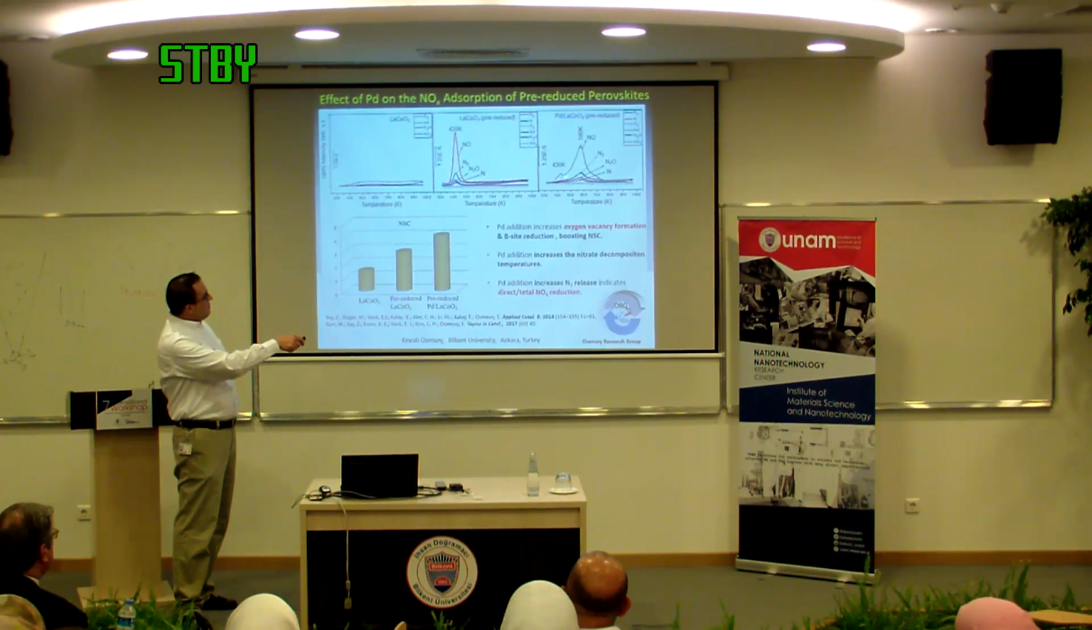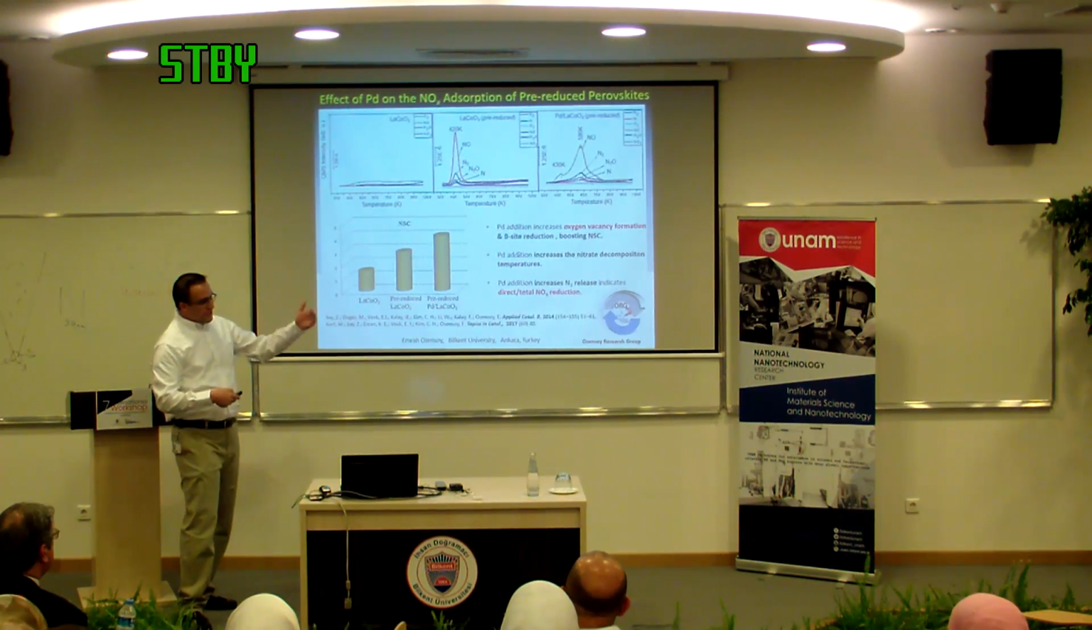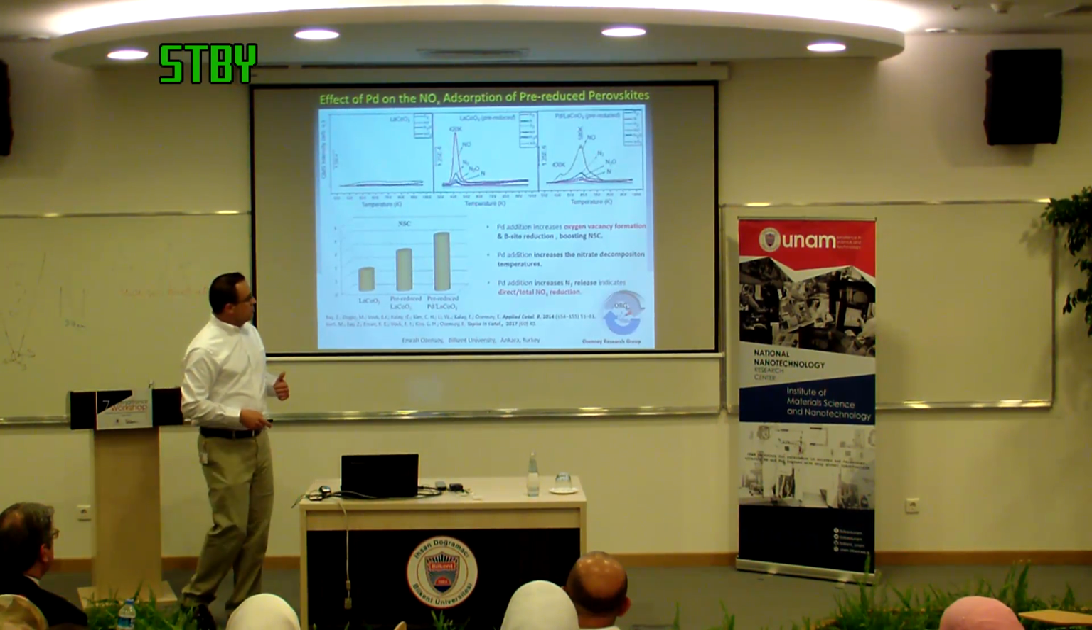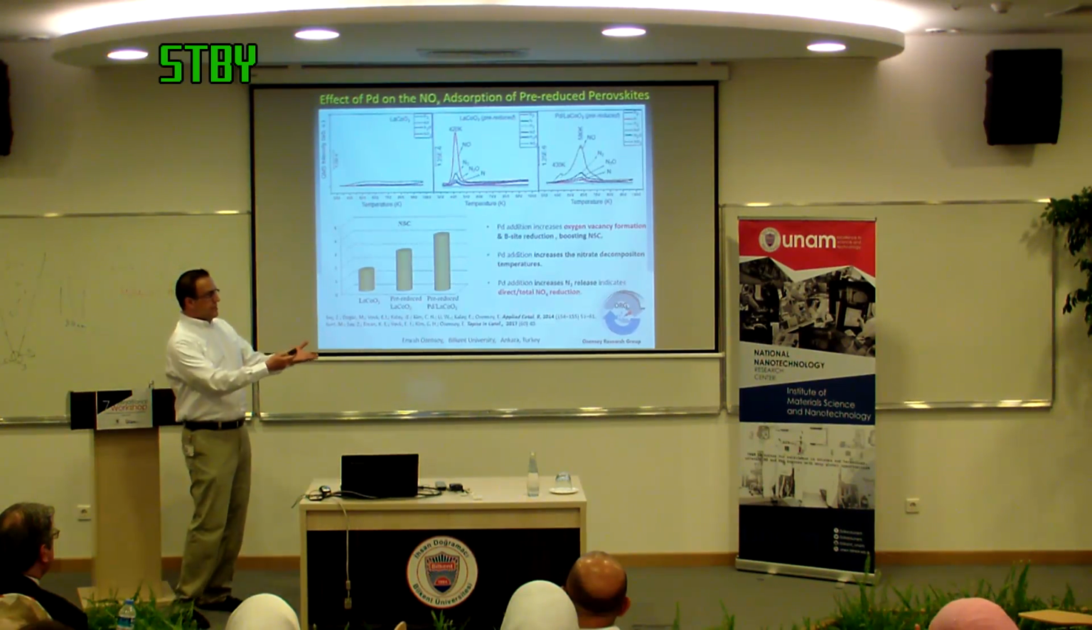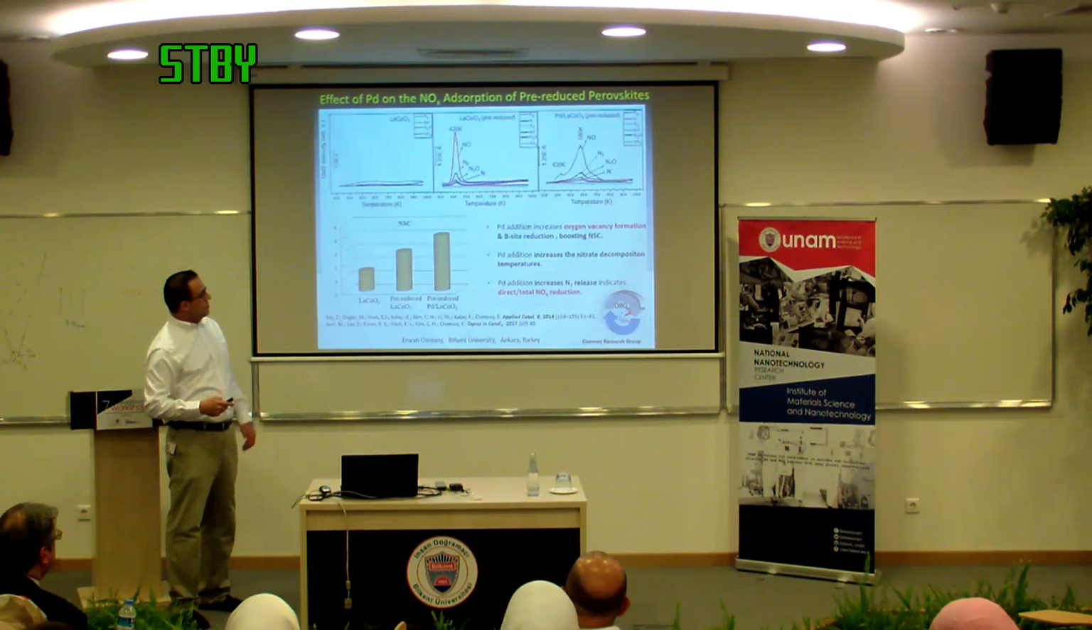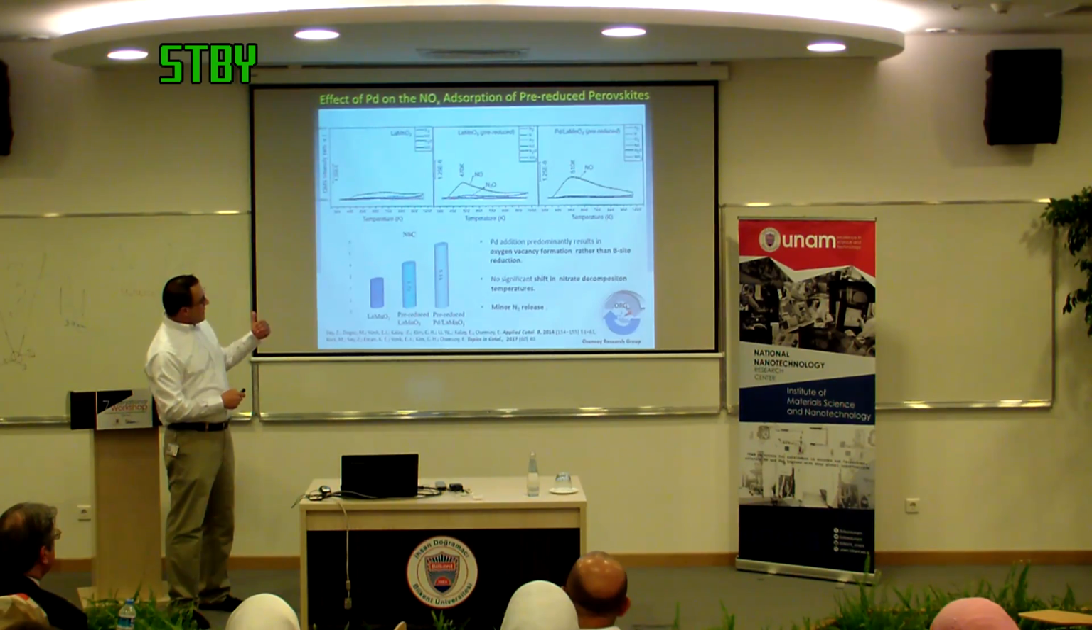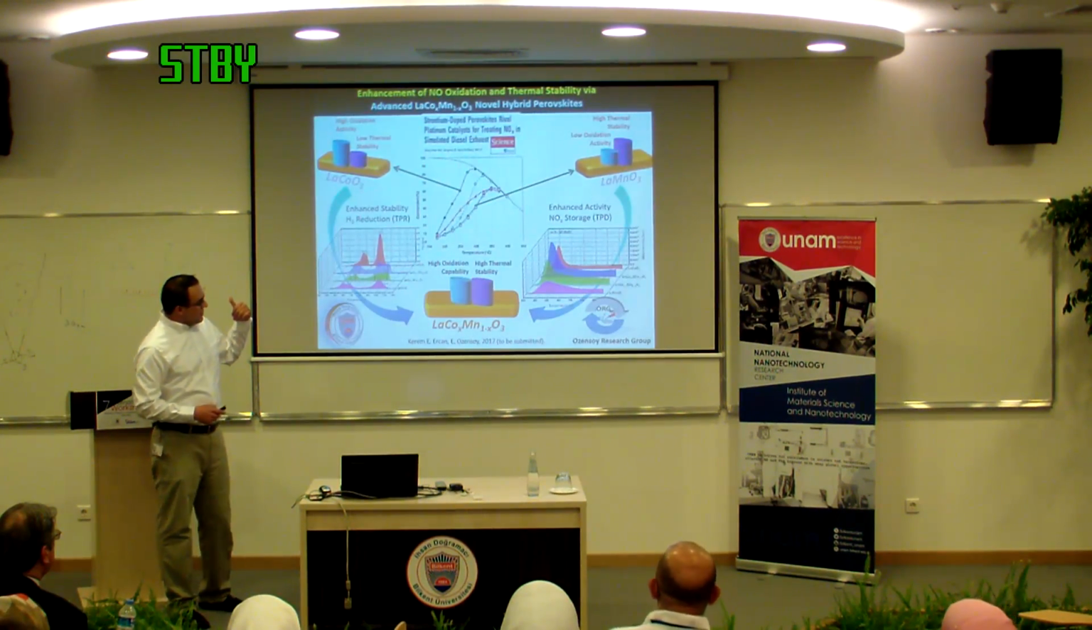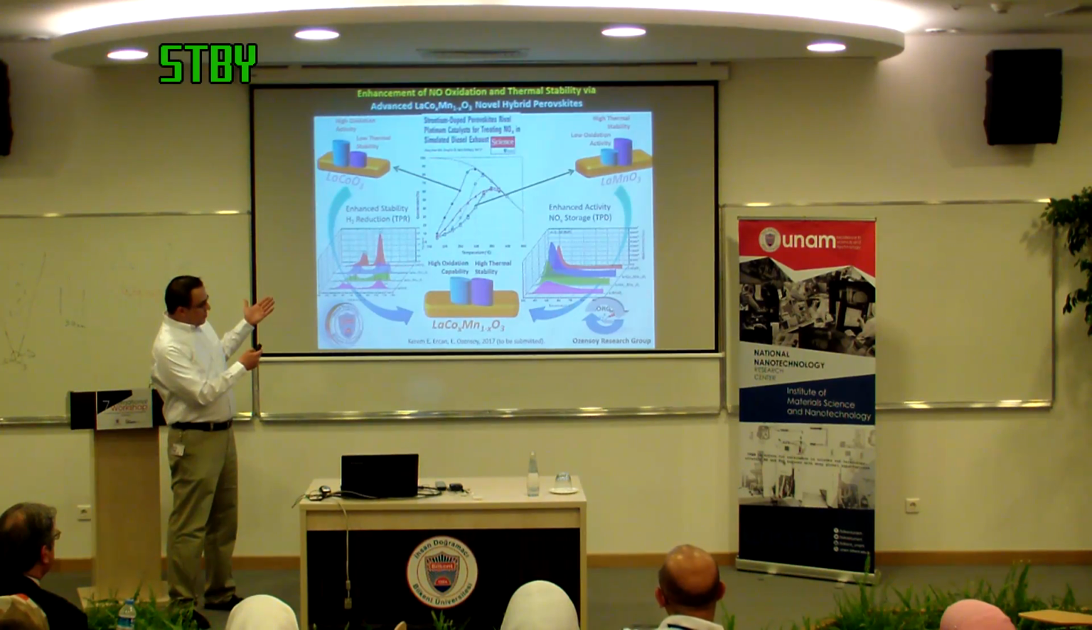On the other hand, if you have palladium, it kind of suppresses this irreversible total reduction of cobalt, where cobalt leaves the perovskite structure and makes cobalt oxide and metallic cobalt. Manganese is actually more stable but less active. So the dilemma was the following.